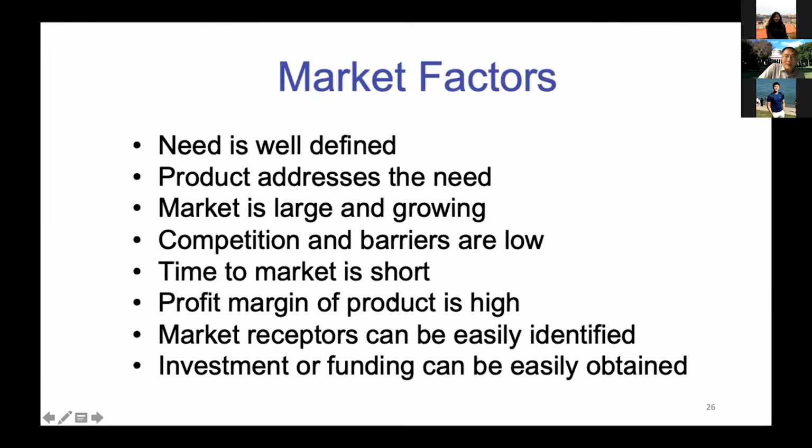For market factors, the need is well defined, meaning the market need. The product addresses the need. The market is large and growing. Competition and the barriers are low. Well, sometimes that is not always true. The time to market is short. This is important. The profit margin of products is high. Well, we hope. And the market receptors can be easily identified. This is important. Investment or funding can be easily obtained, and we hope that way.